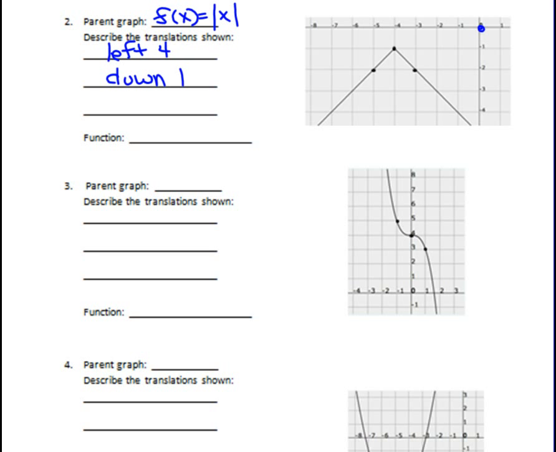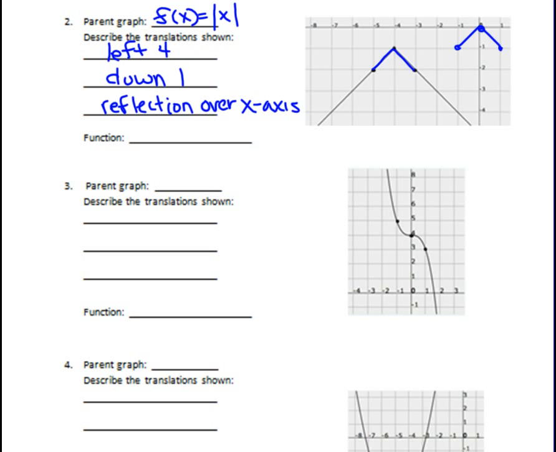Now, one thing too is this is opening down. That means that there's a reflection over the x-axis, because it's opening down when our absolute values always open up. Now we have to go look, because our parent function, just opening down, goes 1 by 1, and again this goes down 1 over 1. So we're okay. That's all that's happening.